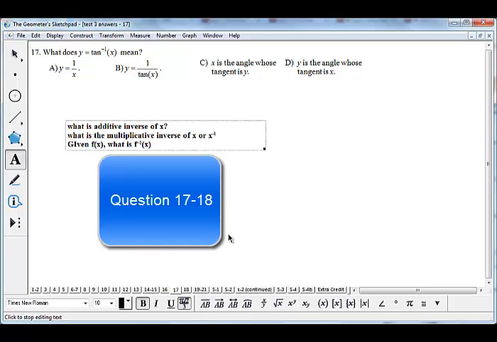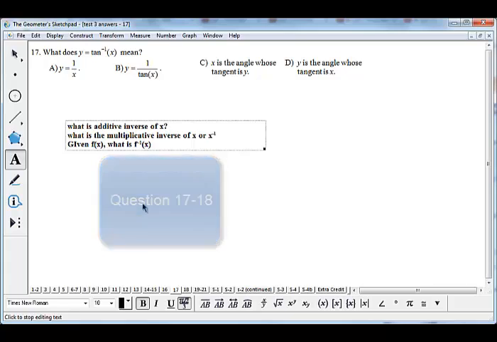Number 17 was specifically designed to make sure that you understand the difference between three types of inverses. And it's directly related to inverse functions, and so it's a conceptual question relating to understanding derivatives, in specific arctan, and also notation. So let's take a step back.